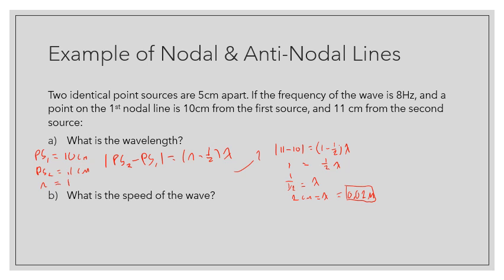And now what's the speed of the wave? Recall we have this equation, v is equal to f times lambda. f is 8 hertz, so v is equal to 8 times 0.02. That comes out to be 0.16 meters per second.